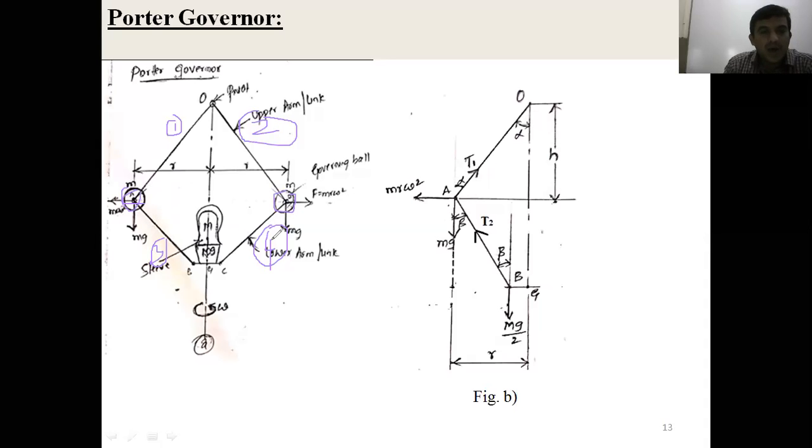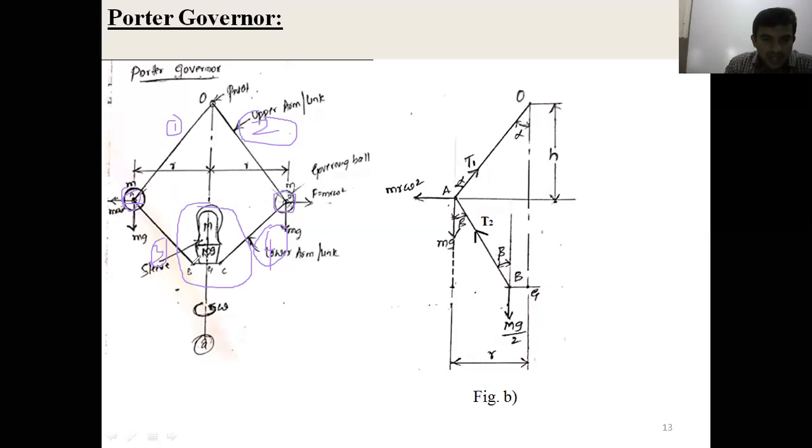Then another two arms are there. Those are called the lower arms. One end of the lower arm is connected to the governor ball. The other lower arm is connected to a component called the sleeve. The sleeve is also a heavy mass component. The sleeve mass is greater than the governor ball mass.